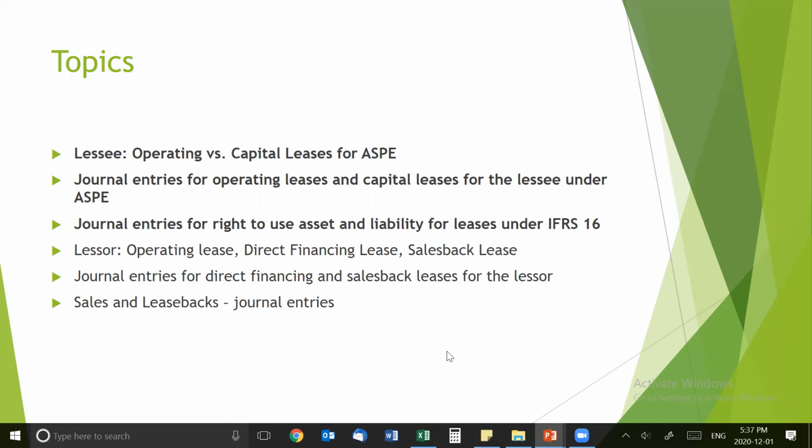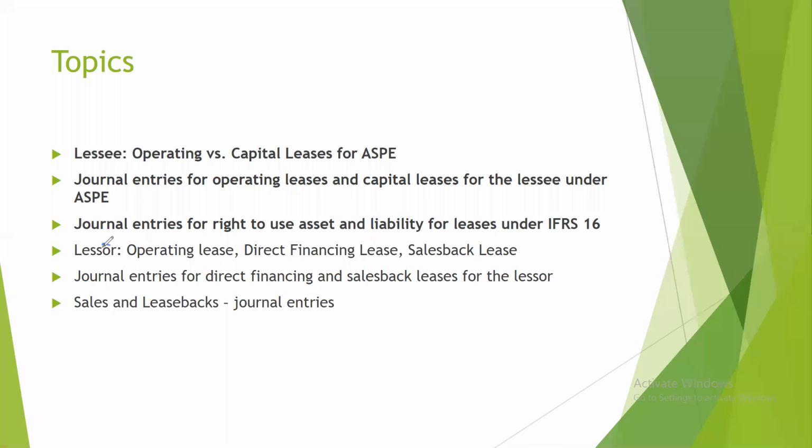So lessee means the renter, or the person that's leasing the asset. Lessor is the owner of the asset. To remember this a little bit more, there's an O in lessor, and there's no O in lessee. The O in lessor means owner. So that's how you can remember the two different terminologies here. The lessor is the owner of the asset. The lessee is the one that's renting the asset.